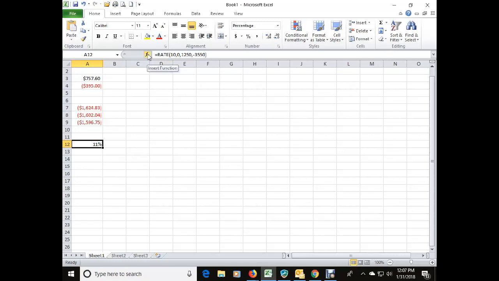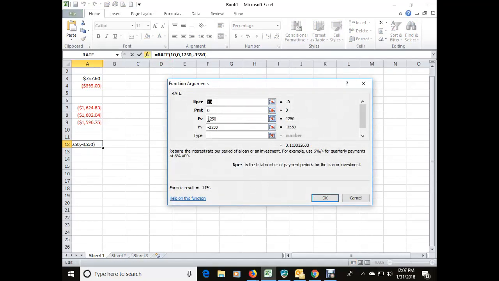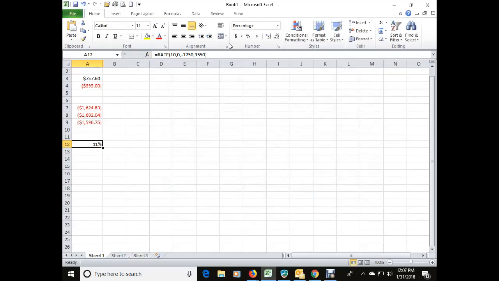Now, a couple things to show here. As long as one of them is negative, it works. If they're both negative, Excel can't calculate it. But if one is positive and one is negative, we will get the same answer. It's 11%. We can also add a few decimal places by clicking on the percentage keys here, and that will give us a better look that it's actually 11 flat.